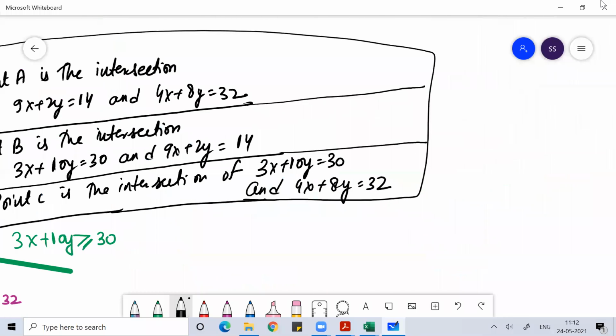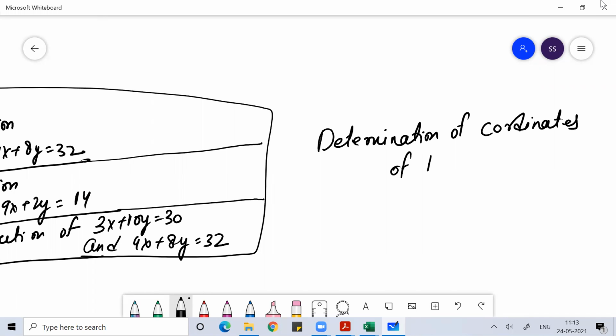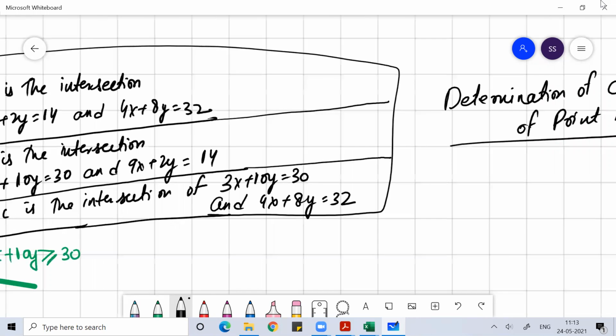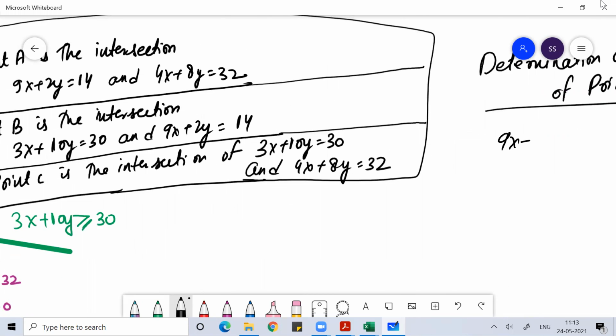So first let's determine point A. Let's try to determine the coordinates of point A. Point A is the intersection of the lines 9x plus 2y equal to 14 and 4x plus 8y equal to 32.